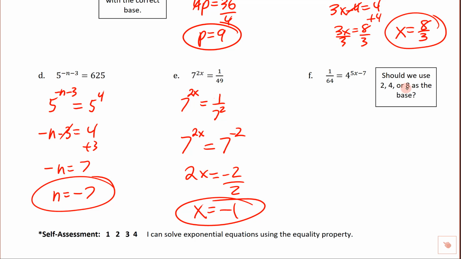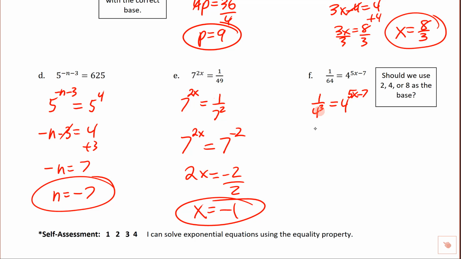You might want to think about whether or not you can use base 8 to write a 4. That's a little bit sticky, so we're going to keep this a little bit easy. We're going to leave this a 4, so we're going to write 4 to the 5x minus 7. And then on this side, we talked about this up above. It was in the warm-up. That is 4 to the 3rd.